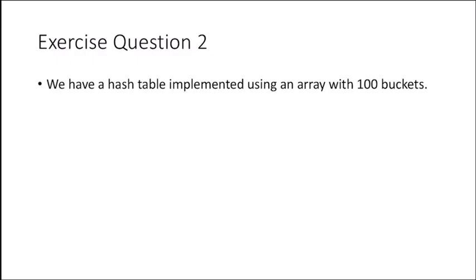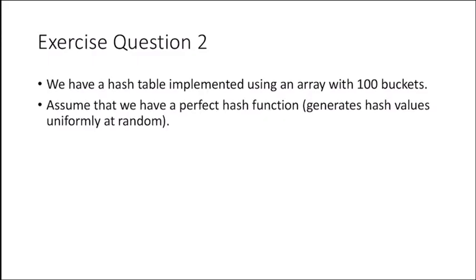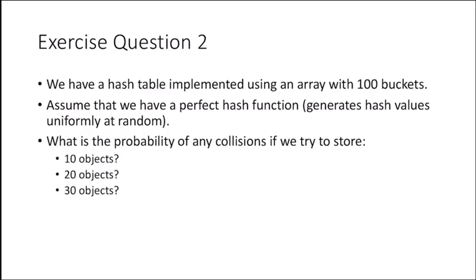All right, well, let's move on to question 2 of the exercise. Let's say we have a hash table implemented using an array with 100 buckets. Let's assume that we have a perfect hash function, meaning that it generates hash values uniformly at random. What's the probability of a collision if we try to store 10 objects, 20 objects, or 30 objects?